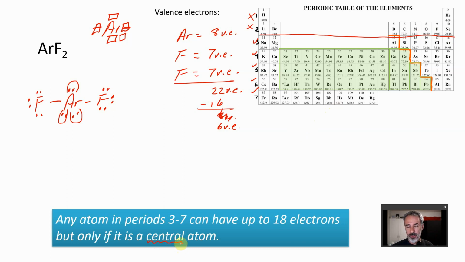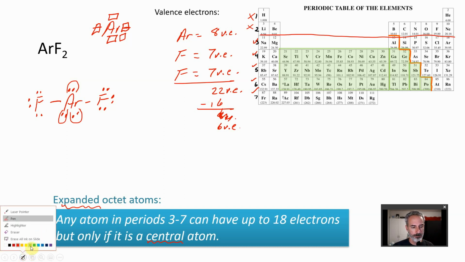Okay? This is what we refer to as an expanded octet compound or element. Expanded octet just means more than, right? If we expand your living room, you've made it bigger, right? That kind of thing. That's all that means. And it has more than 8 electrons. So we call it an expanded octet atom. So let's get to why.